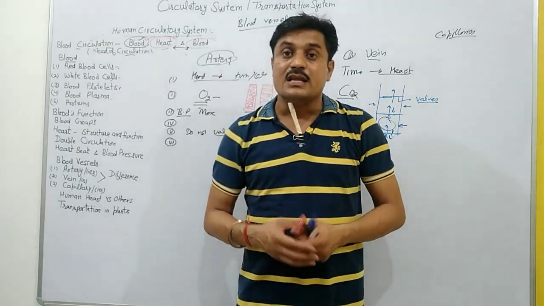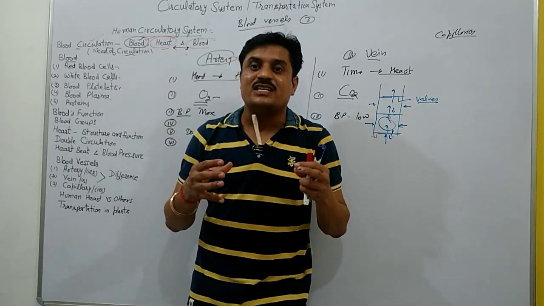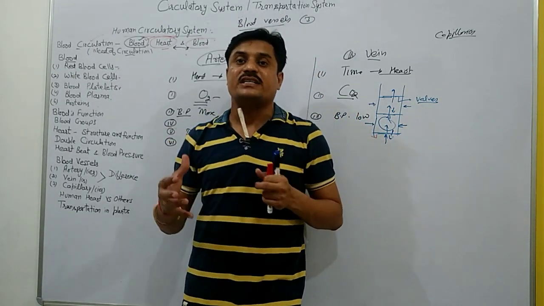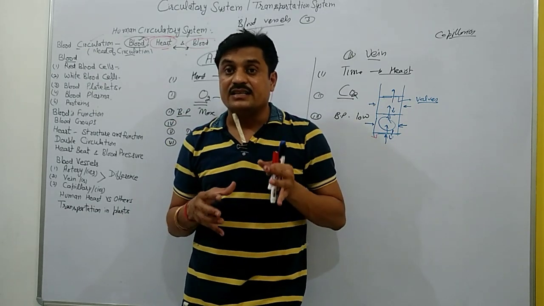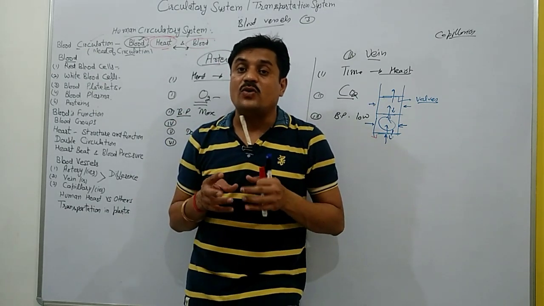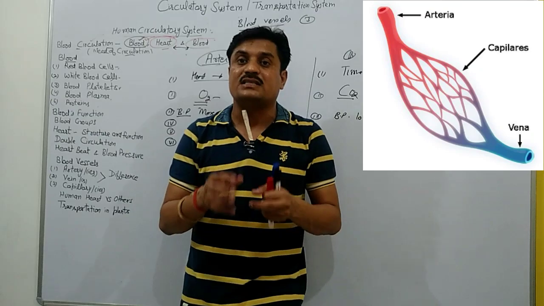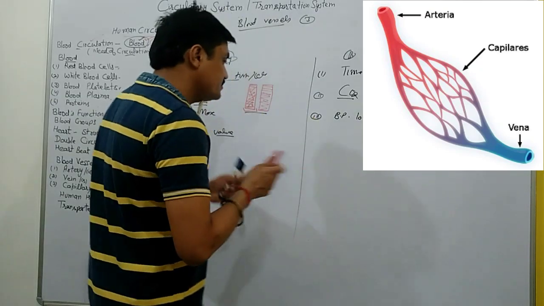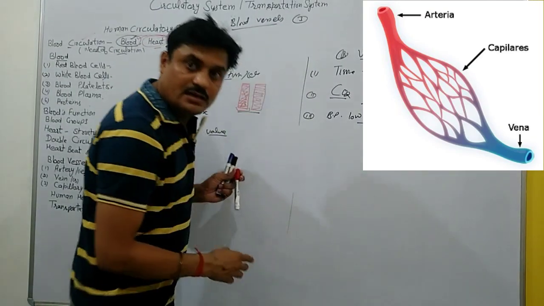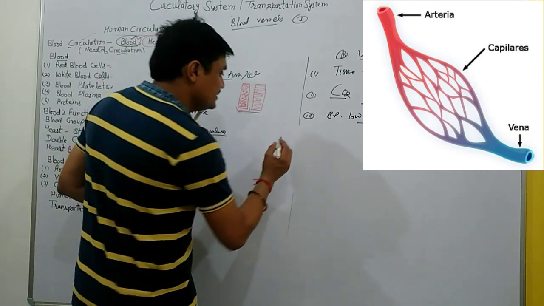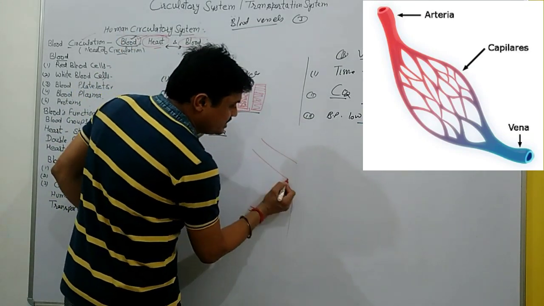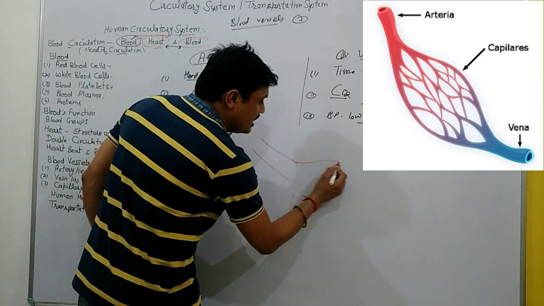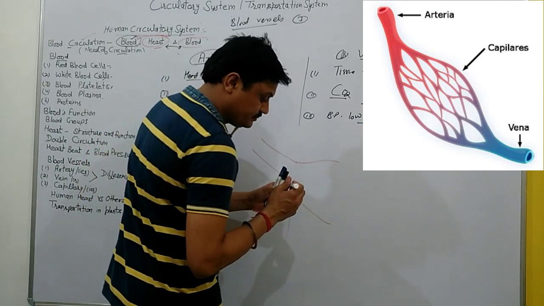Now, what are the capillaries? Capillaries are the fine branches of the artery, which are meant for the exchange of substances in the tissue. See here, let me explain. Let me draw here. It is an artery, and this artery I explain to you here.